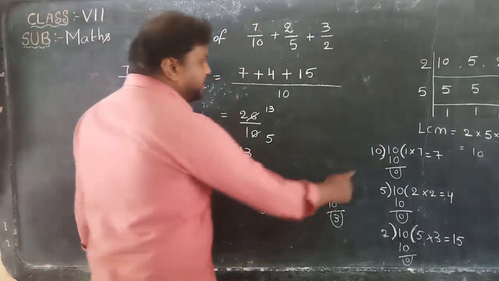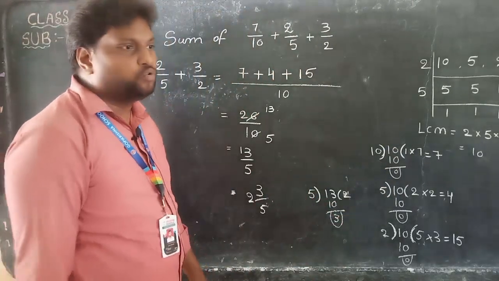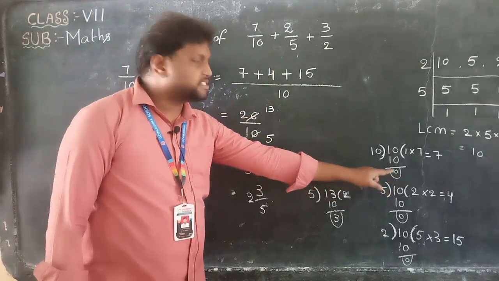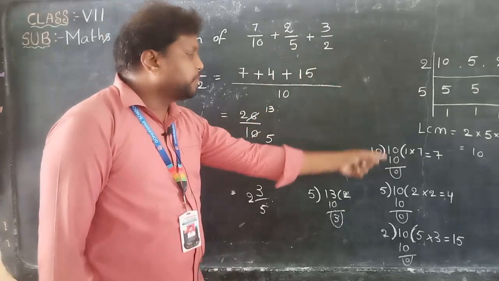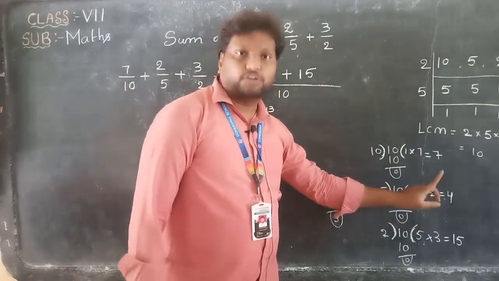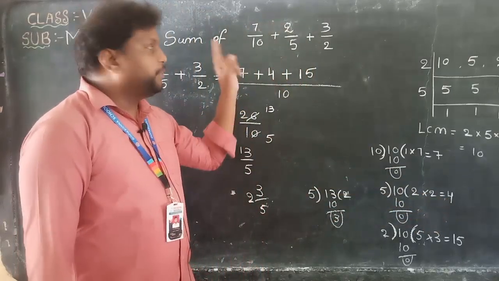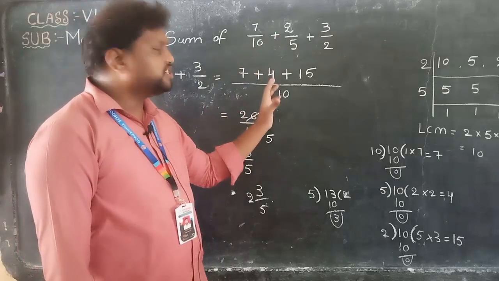Like this. In the second fraction, the denominator is 5 and the numerator is 2. The LCM value 10 divided by the second denominator 5 gives 2, and that should multiply with the numerator 2, giving 4. Write 4 here. Don't change the symbols between the fractions; mention them as they are given.